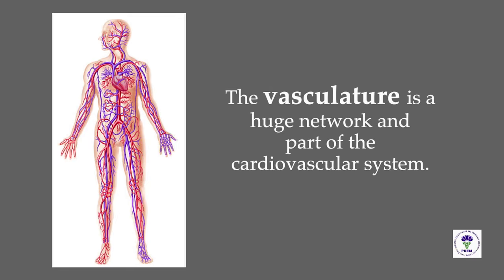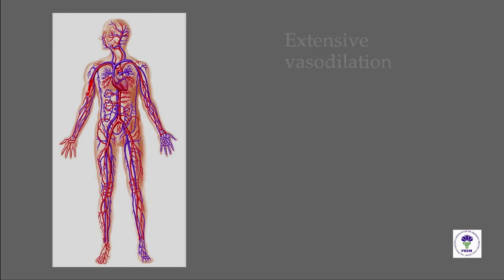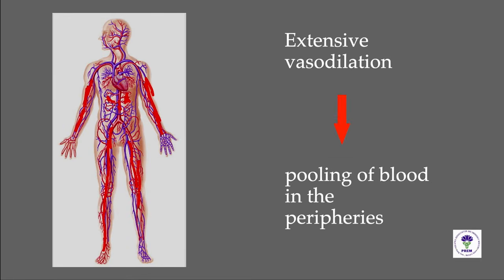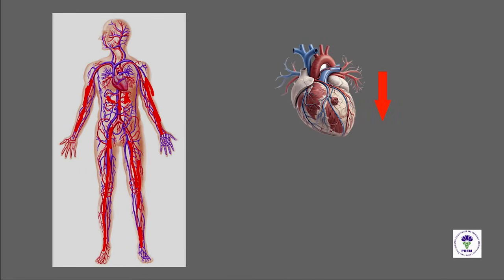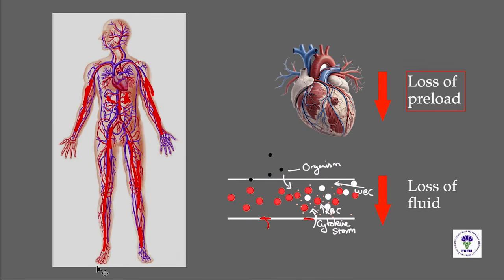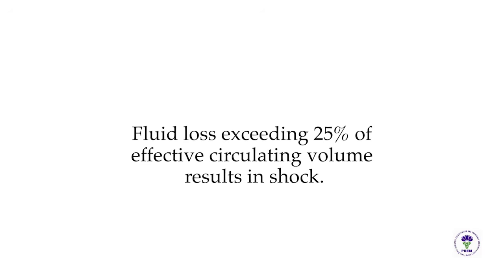The vasculature is a huge network and part of the cardiovascular system. Extensive vasodilation can cause pooling of blood in the peripheries with less blood reaching the heart, that is, loss of preload. Leaky capillaries in the systemic vasculature can also contribute to loss of fluids. Fluid loss exceeding 25% of effective circulating volume results in shock.